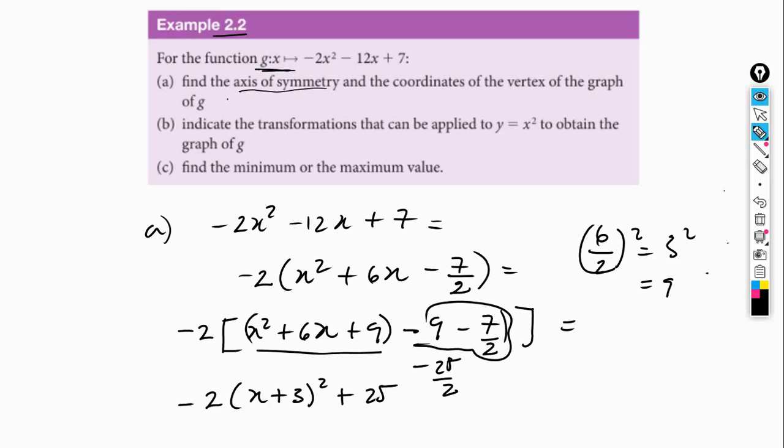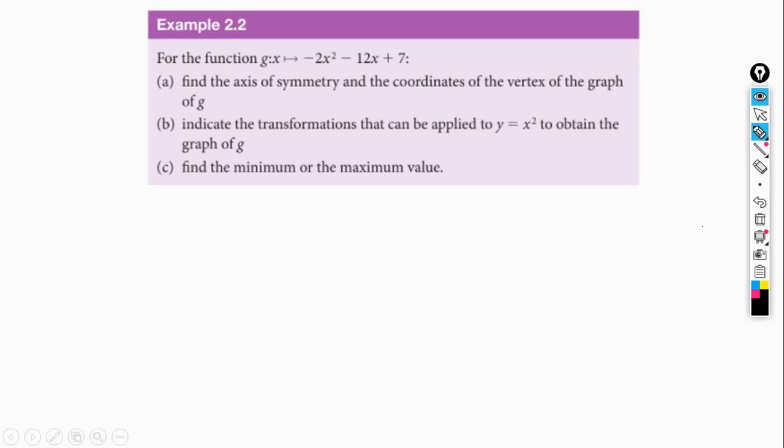So notice that I have the information that I needed to solve part A, because the axis of symmetry is going to be the line x equals negative 3. So that's the axis of symmetry, and then the coordinates of the vertex are going to be, so the vertex is going to be minus 3, comma 25.